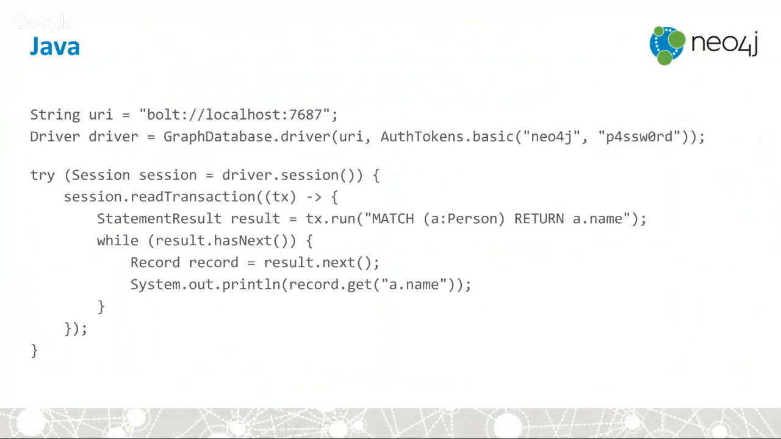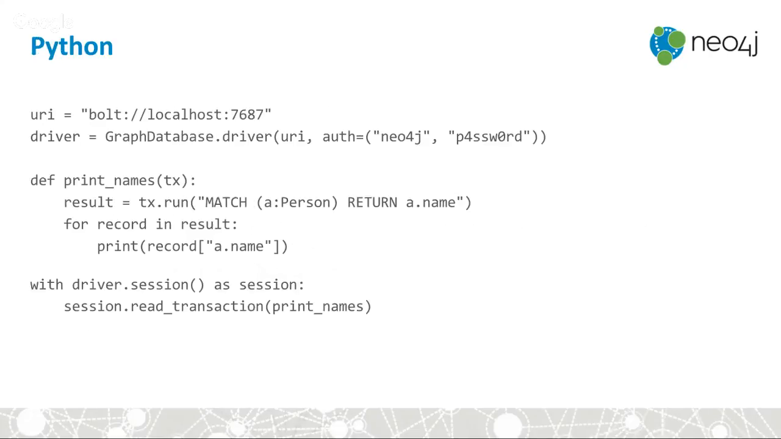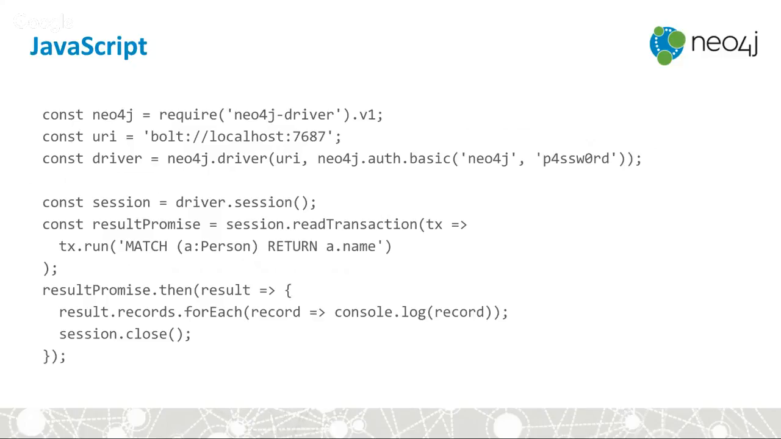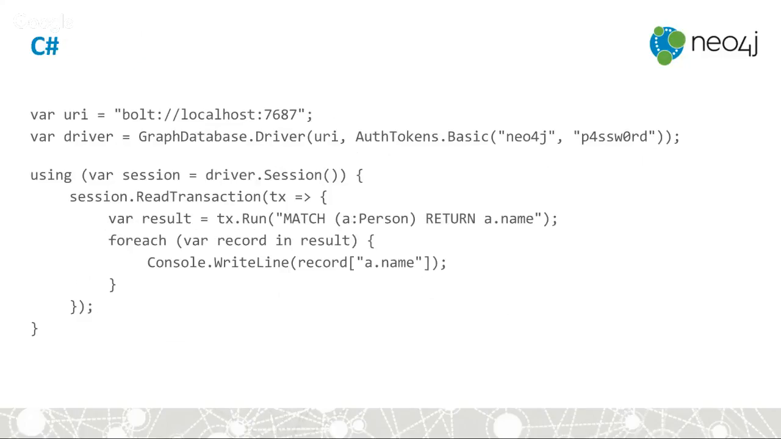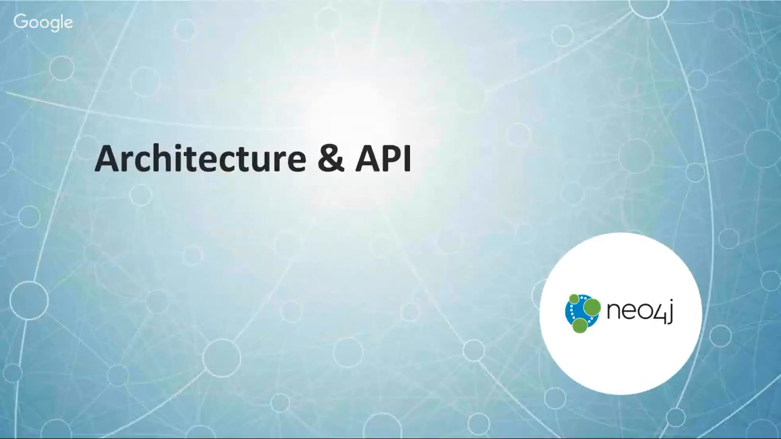So in Java, it's very straightforward to get up and running with running a piece of Cypher there, logging in with a driver object, creating a session, creating a transaction within that, and running a statement. Similarly, in Python, we can pass in the print names function here into the read transaction method, and we do something very similar in JavaScript and in C# as well. See, there's some similarity, and there's some common naming, some common patterns of usage across all the languages.